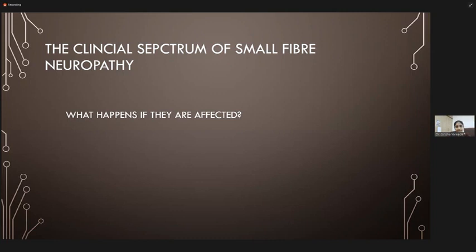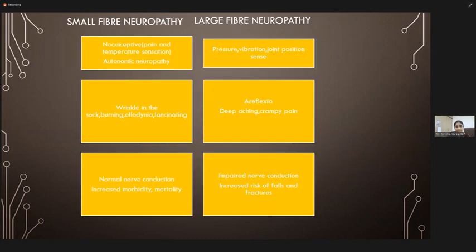Now, what happens if there is any pathology of the small nerve fibers? What are the clinical manifestations? We all know, having understood the physiology, that the large nerve fibers mainly take care of pressure, vibration, and joint position sense, whereas the small nerve fibers are mainly responsible for pain, temperature sensation, and autonomic functioning. So in the absence of these small nerve fibers, the sensations would be either positive or negative. The extreme positive sensations could be in the form of burning sensation, hyperpathia, or allodynia. We all know that allodynia is pain from a non-noxious stimulus.